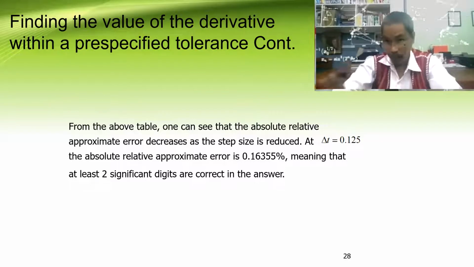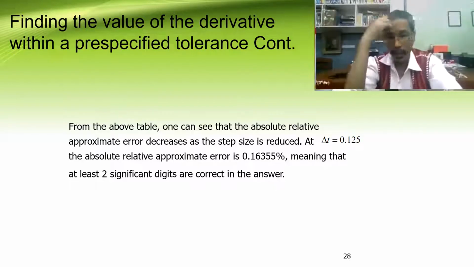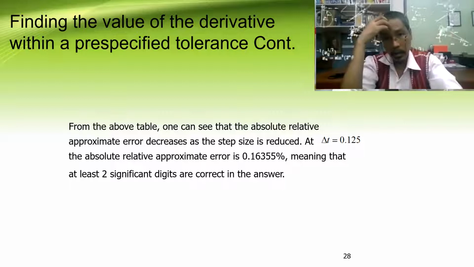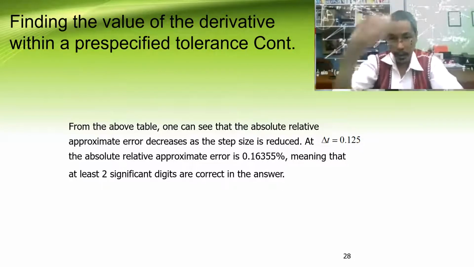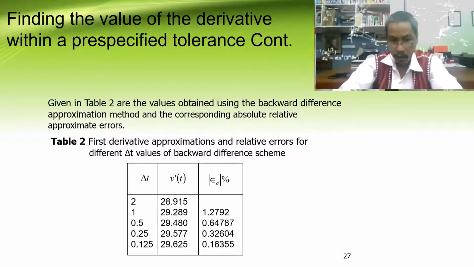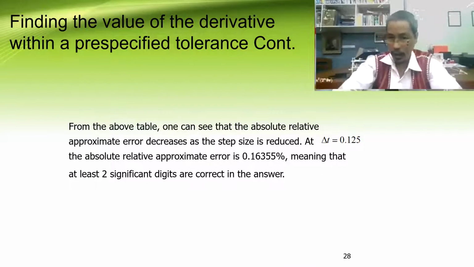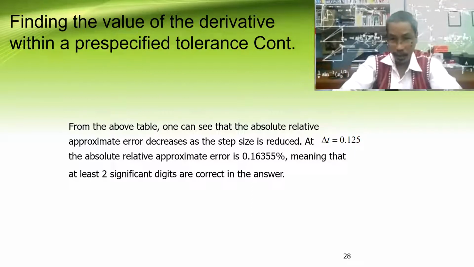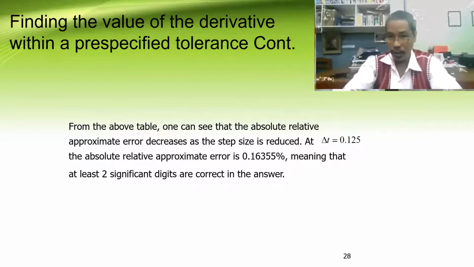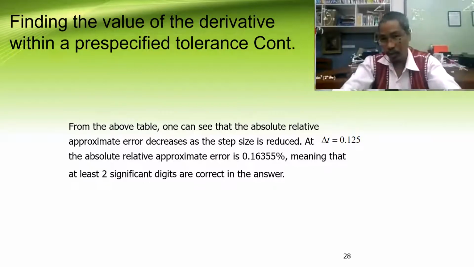So, that is minimum. That is, at least 2 significant digits are correct in the answer, meaning what? What is the answer? The answer is 29. So the value 29 is correct as a minimum. Actually, the third significant digit is also correct, 29.6. The 0.6 is also correct. But the 2 significant digits are sure to be correct. The value 29 is sure to be correct.